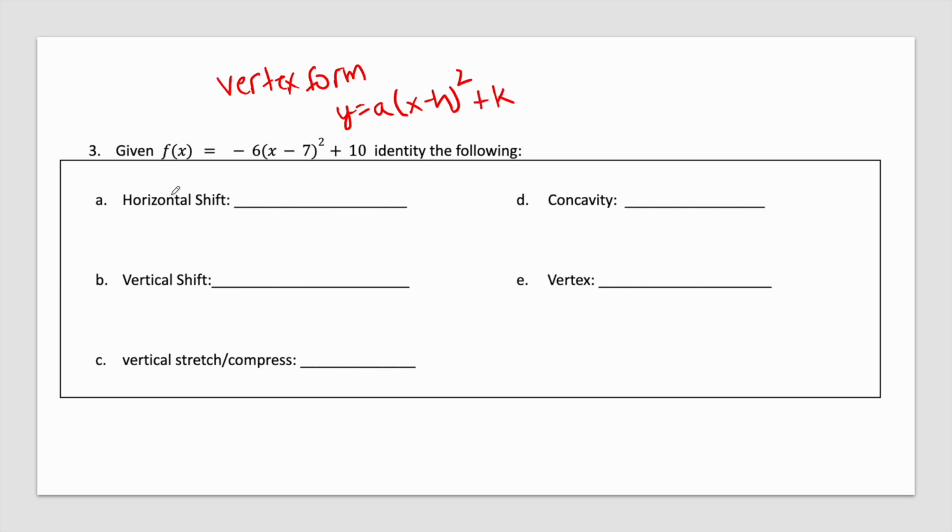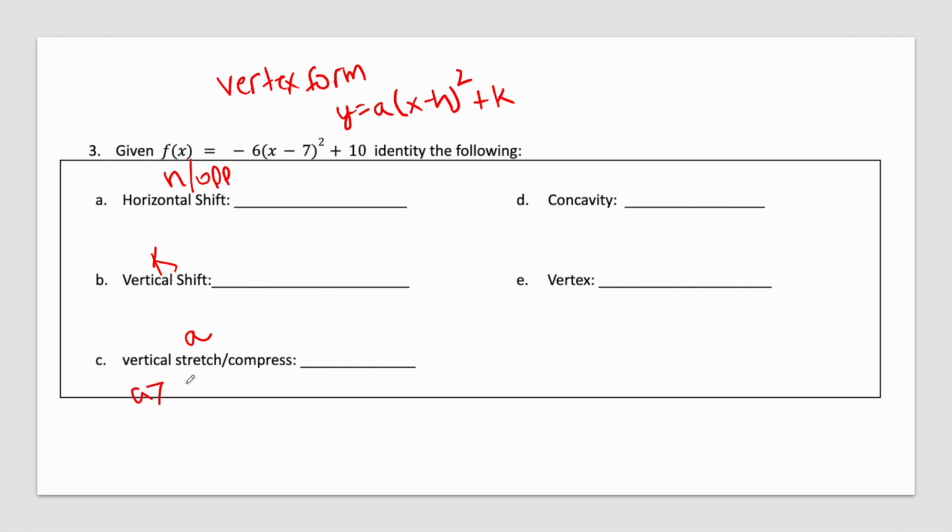Our horizontal shift is going to come from where h is. It is opposite of what you would think because there's already a negative in there. It's also what makes this parentheses 0. So if I think of 7 minus 7 is 0, it's going to be a positive horizontal shift, going to the right 7 versus what you would think, to the left 7. Our vertical shift is going to be k. That one doesn't change.